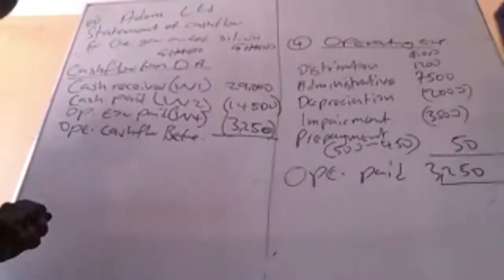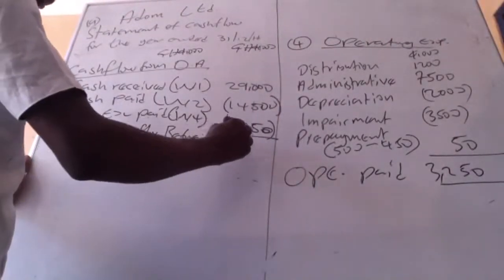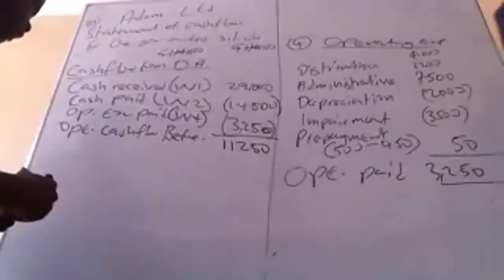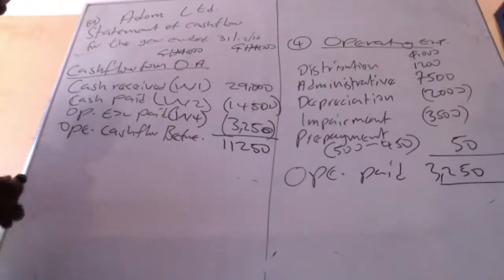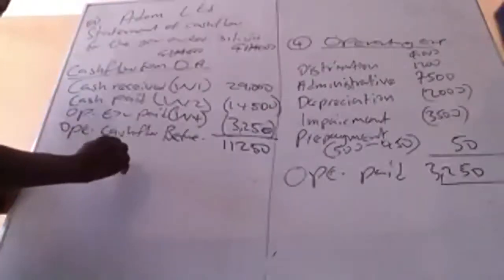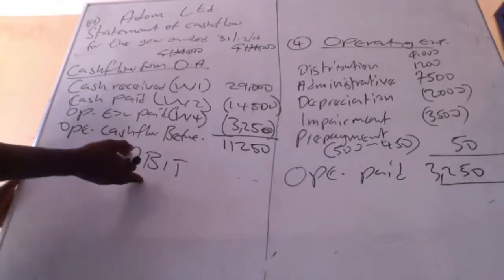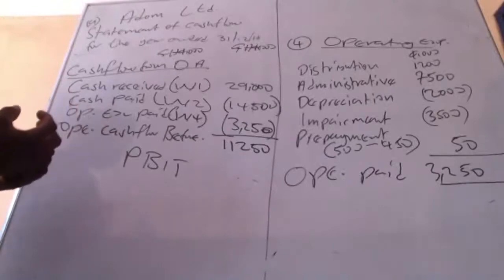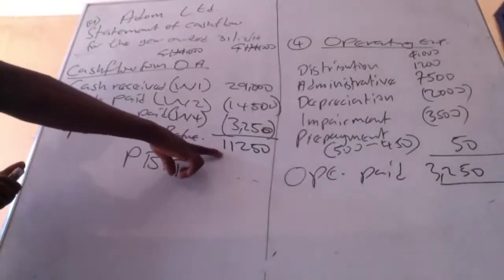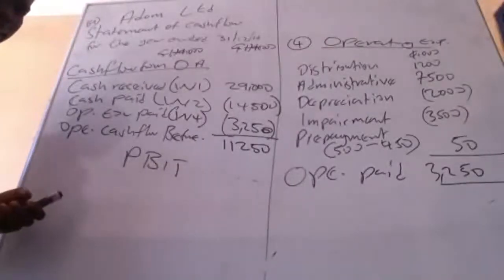Good. So 11250. That's it. That's operating cash flow before interest and tax. It means that its equivalent profit is the profit before interest and tax. So the profit before interest and tax, its equivalent cash, monetary cash, is the operating cash flow before interest and tax. So good news. So what's the next item?